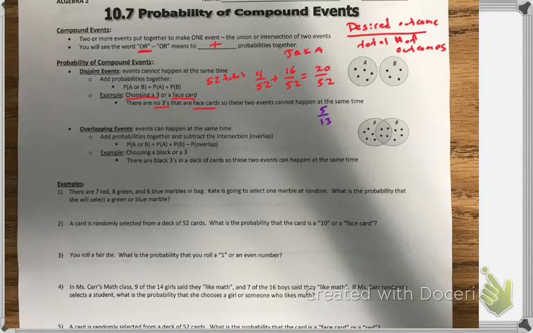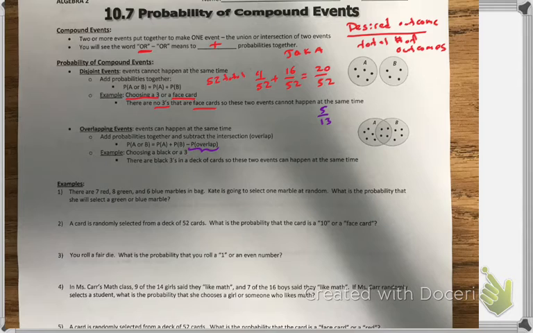The other one we call is overlapping events, right? So the events can happen at the same time. We're still going to be adding the probabilities together. However, we need to subtract the probability of the overlapping event. Okay, so that's where the little bit of a difference comes in here.